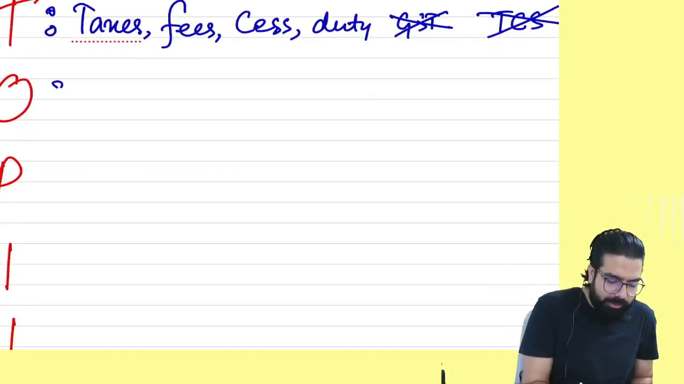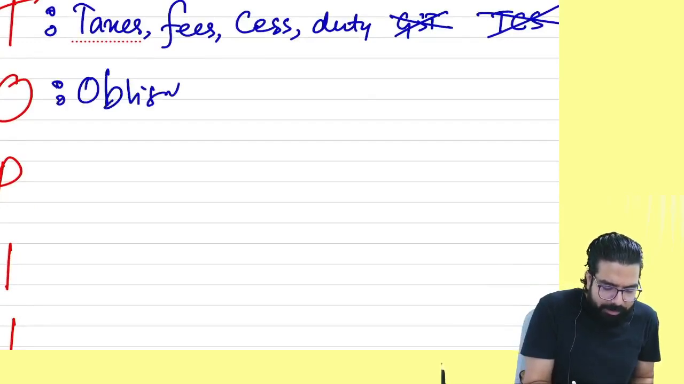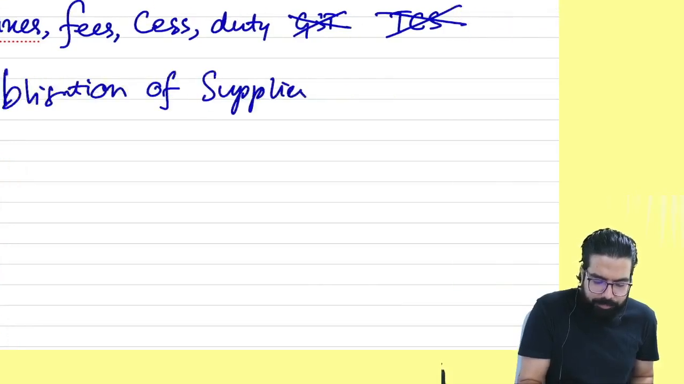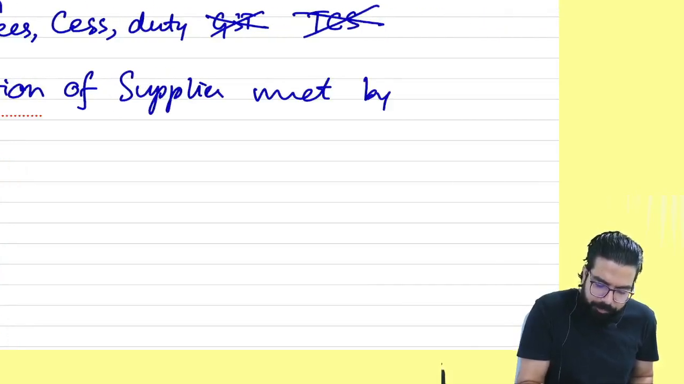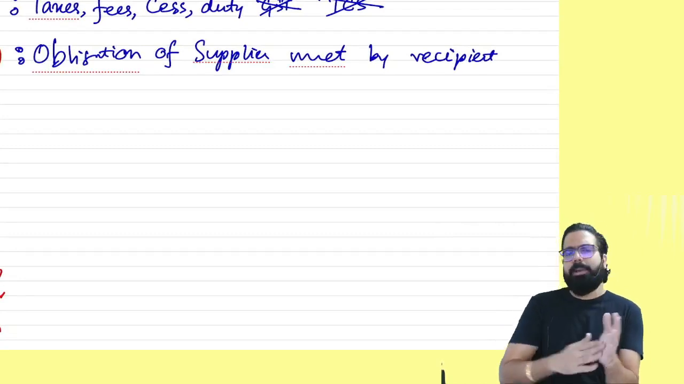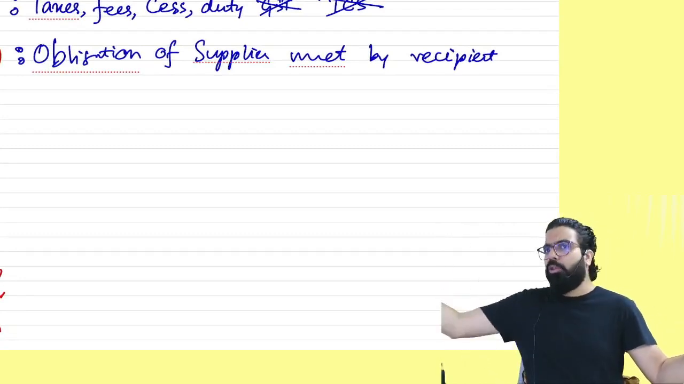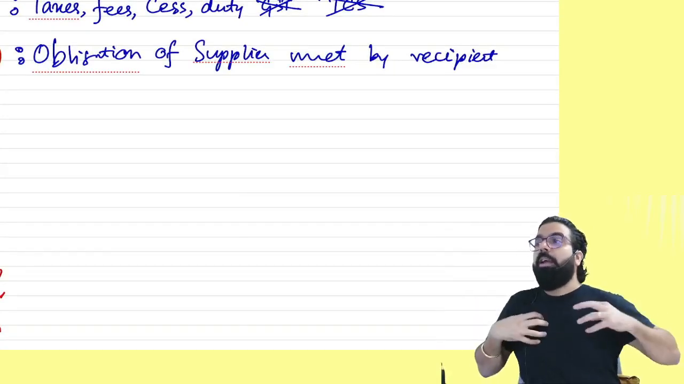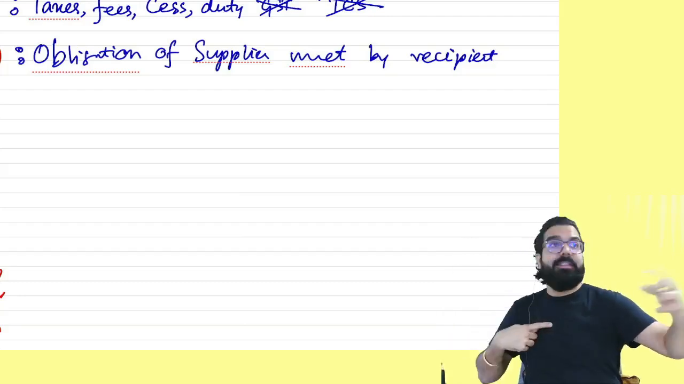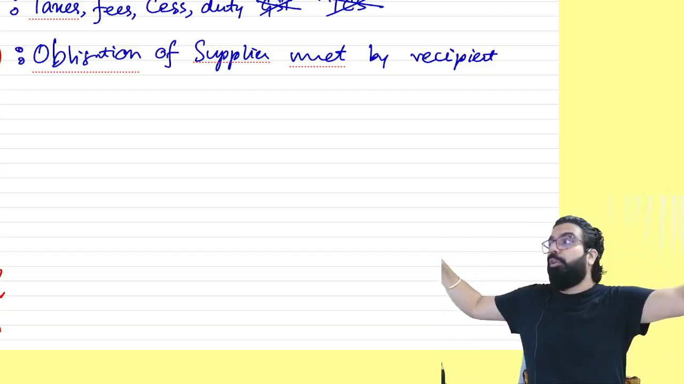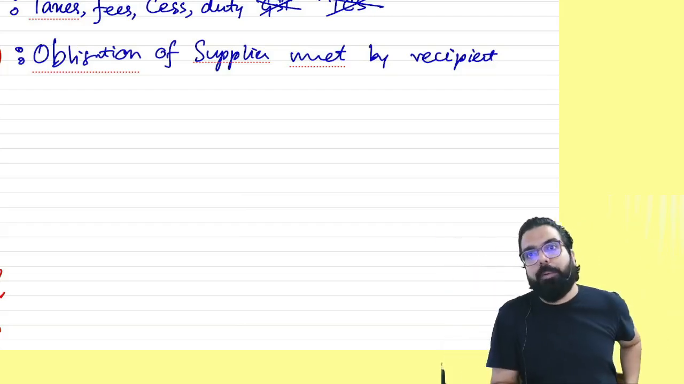The next one over here is obligation of supplier met by the recipient. What do you mean by obligation of supplier met by the recipient? You supplied one machine to me. I had to pay you 1 lakh rupees. You told Ramesh, pay me 50,000. Pay my friend 50,000. Your obligation, I paid him. Can you tell me what is your value of supply if I paid you 50 and your friend 50? 1 lakh.